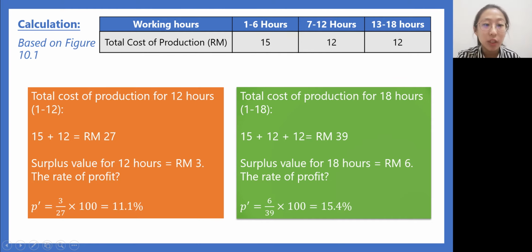First, we see the total cost of production for 12 hours, meaning up to 12 hours we got 27 ringgit. Surplus value for 12 hours is 3 ringgit. The rate of profit is 11.1%.